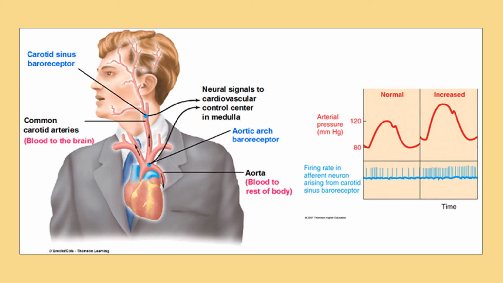And on the right, that's the new thing that we get to introduce. On the right, we see two graphs, actually. We see arterial pressure over time, so that's pressure in an artery over time, expressed in millimeters of mercury. And then down below that, we see the firing rates of afferent neurons arising from those baroreceptors over time. So when blood pressure is normal, you can see that there is a particular firing rate. And then when blood pressure goes up, you can see that that firing rate increases dramatically. More action potentials are fired by those baroreceptors and the sensory neurons in a shorter period of time.